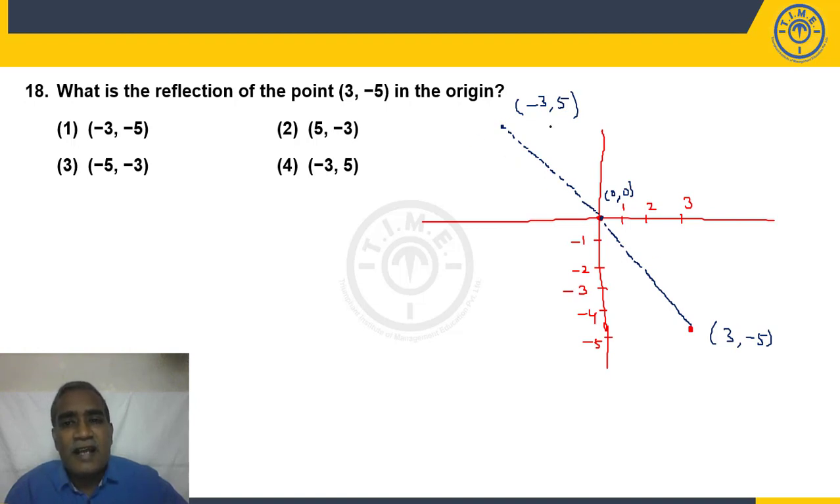Yes, correct. Your answer is correct. Minus 3 comma 5. Minus 3 comma 5. Fourth option is the correct one. Understood? Suppose if you don't know all these things, you just have to verify the options.